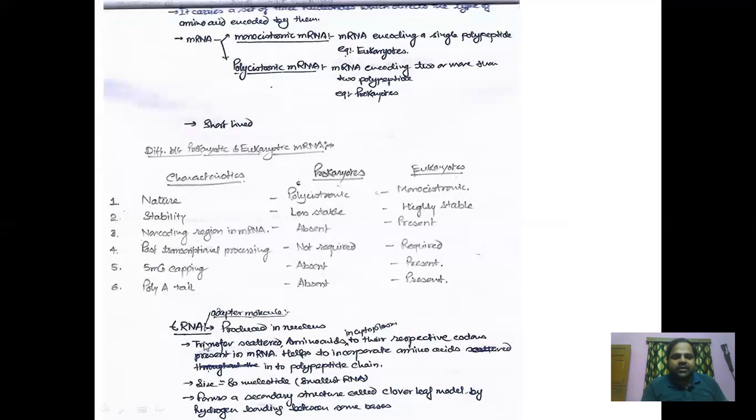So we will talk here about its function. It transfers scattered amino acids in the cytoplasm to their respective codons present in mRNA. So what it does, tRNA transfers amino acids which are scattered in the cytoplasm to mRNA. So it helps to incorporate amino acids into the polypeptide chain. Here we will see the size of tRNA. Size is about 80 nucleotides and it is the smallest RNA.